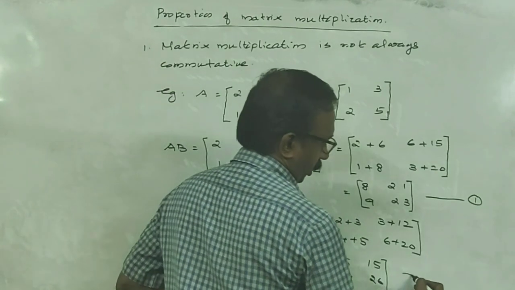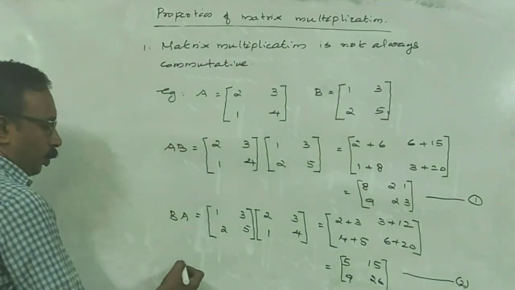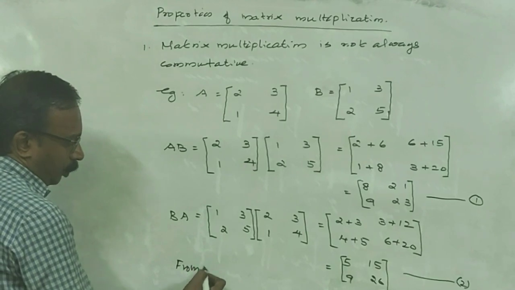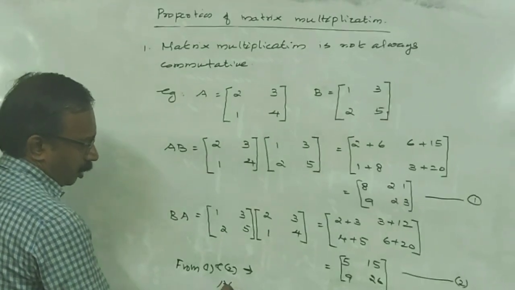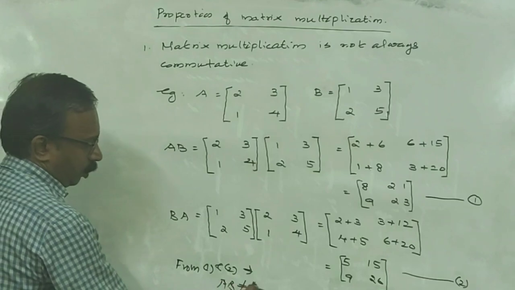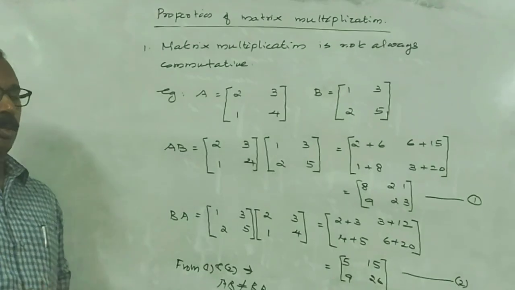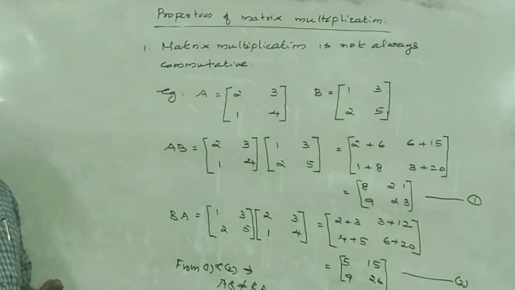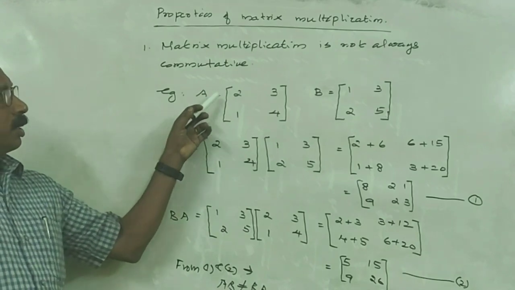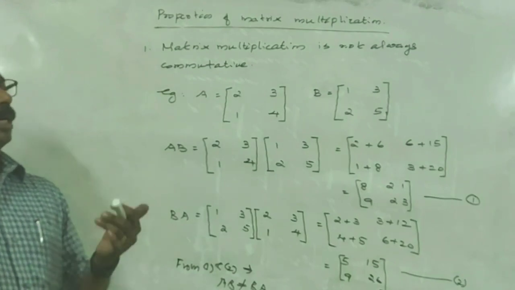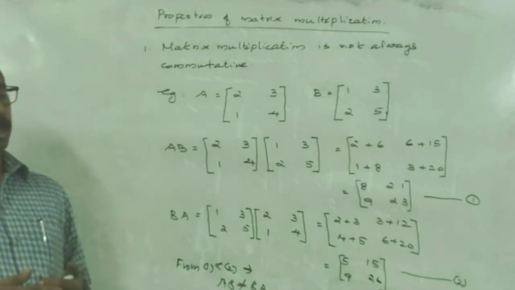From these two relations, 1 and 2, we have AB is not equal to BA. Sometimes AB is equal to BA, sometimes AB is not equal to BA, isn't it? Sometimes we cannot find the product of these two matrices at all. Here, these two are square matrices, so we can find the product either AB or BA.